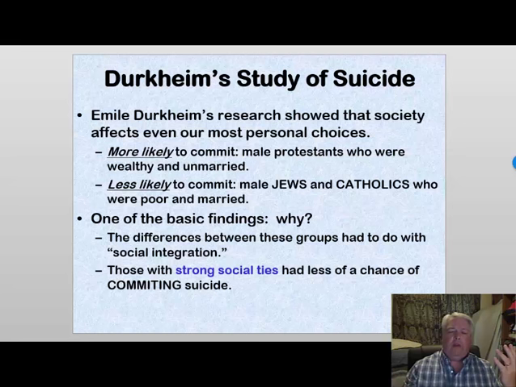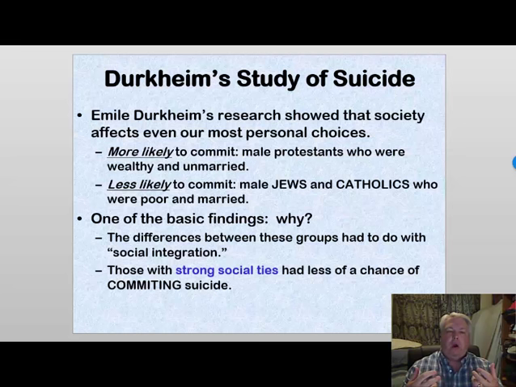Also, wealth versus poverty. That seems strange, right? Why would wealthy people commit suicide at higher rates than people who are poor? Poor people have a hell of a lot more reason to commit suicide many times. But think of it like a pyramid. As you move up the social ladder, there are fewer and fewer people up at the top who are like you. So you have fewer people to connect with, and you are more and more socially isolated.